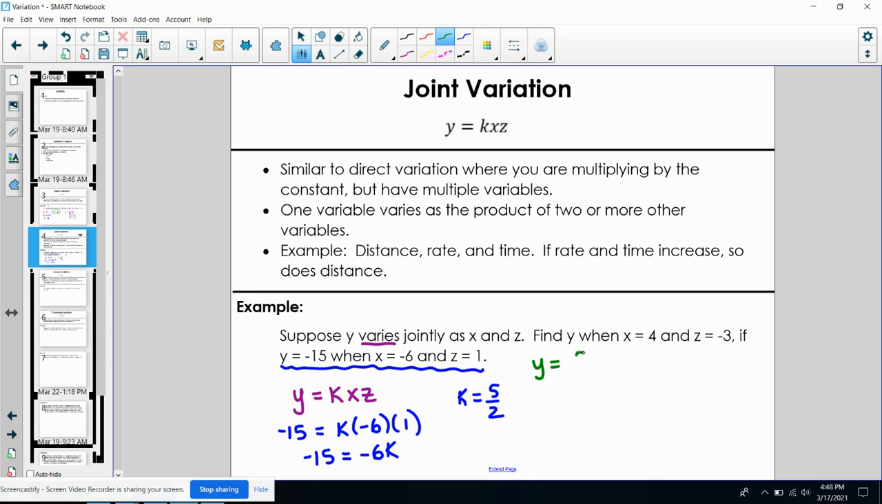So y equals 5/2 xz. And that is the equation that we're using. So now we can go and solve the actual problem. So find y. So we're going to solve for y when we know the k is 5/2, x is 4, and z is negative 3. So if I multiply these together, I end up with y equals negative 30.